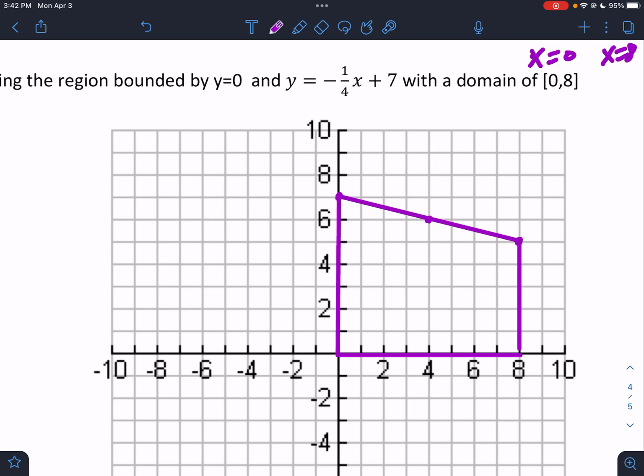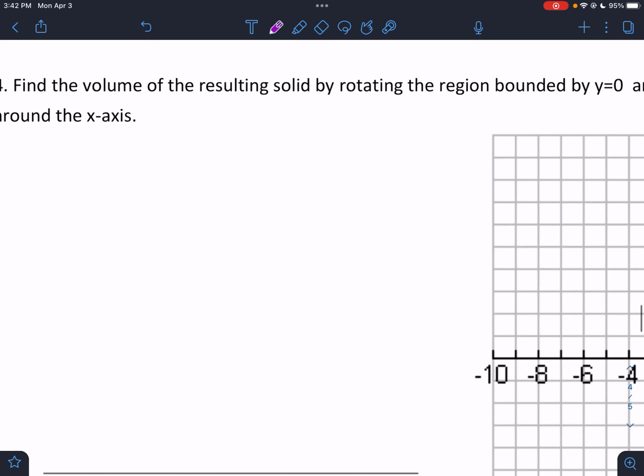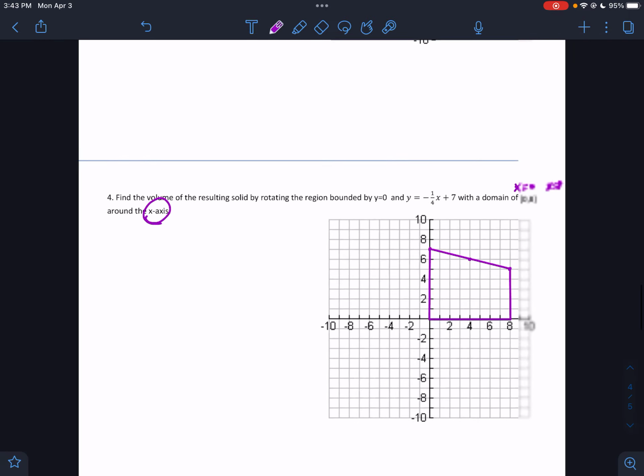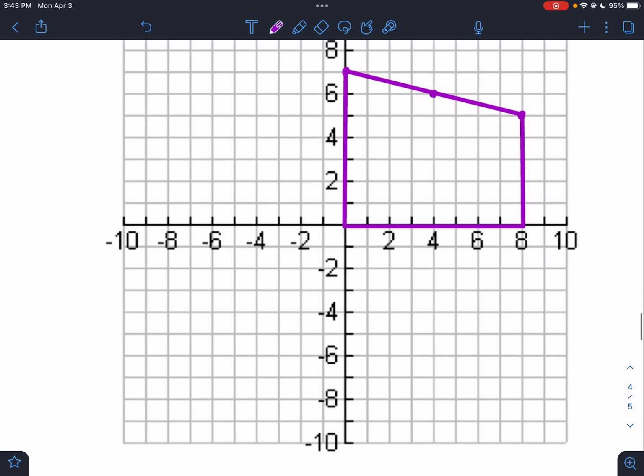The difference is where are we rotating it? We're rotating it across the x-axis. So I'm going to draw the reflection across the x-axis. It goes to negative 7 and right there. Perfect. Now I know you're going to struggle. Mine looks awesome. Hopefully yours does too.